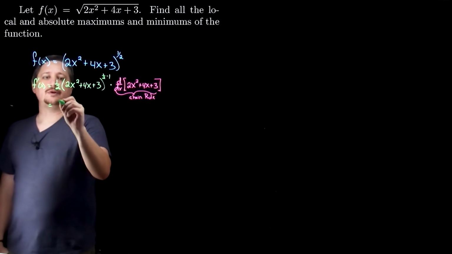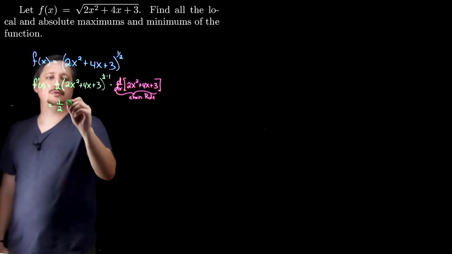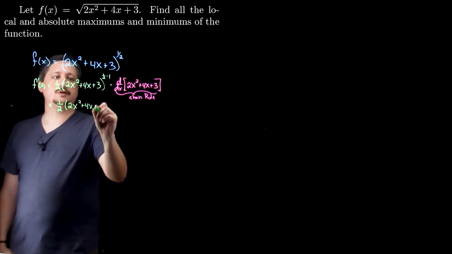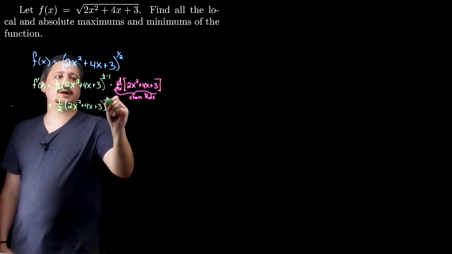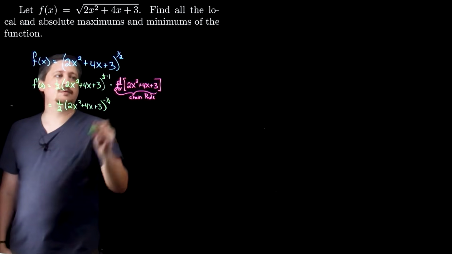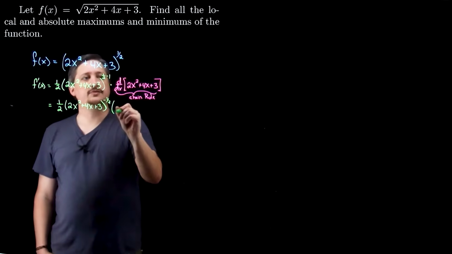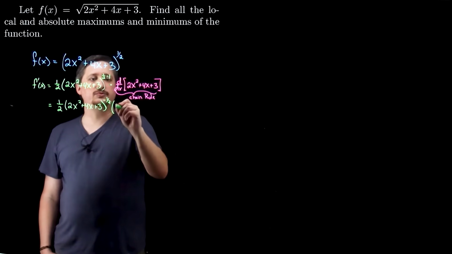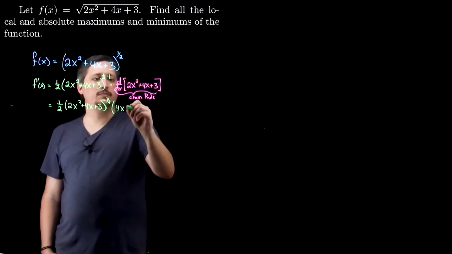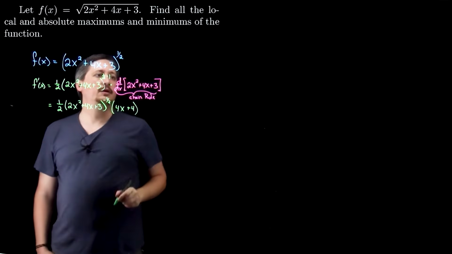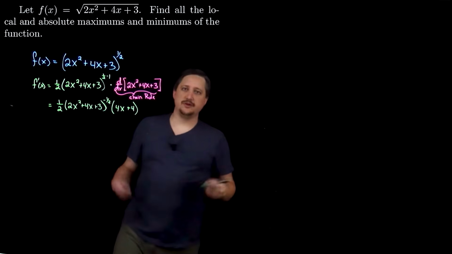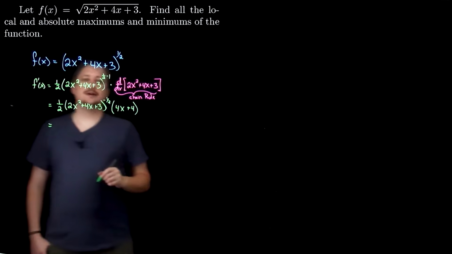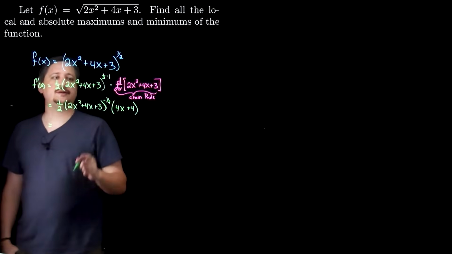So then I can write this as 1/2 times (2x squared plus 4x plus 3) to the negative 1/2, times, and then this is the same deal, so 2 times 2, so that's 4x to the 1 plus 4, and then the derivative of 3 is just 0. And now I'm going to write that in a different way to make it a little clearer what's happening.